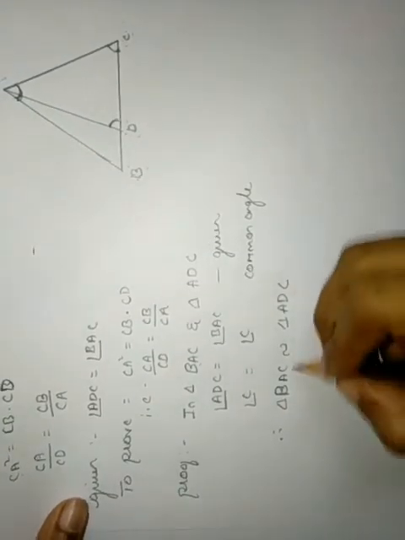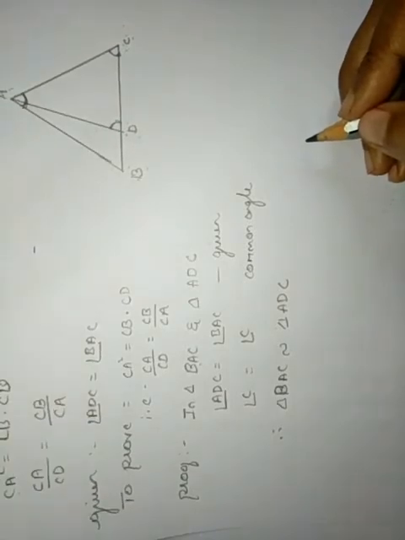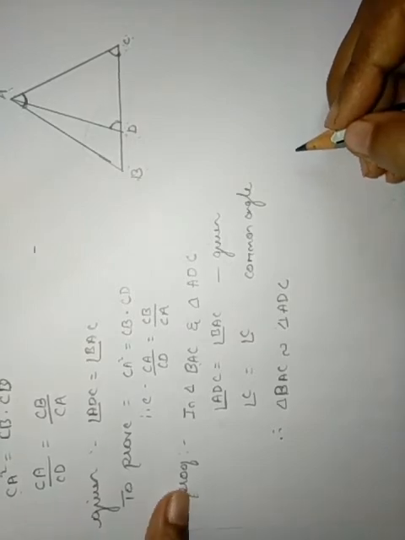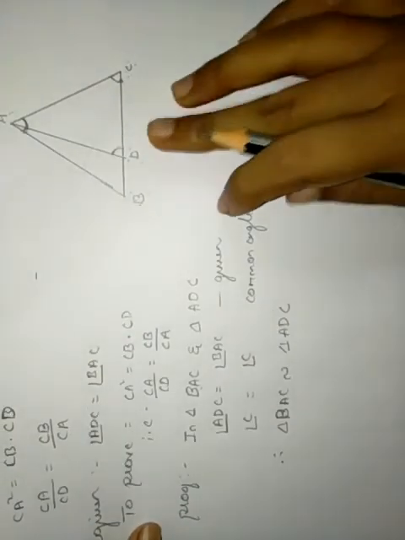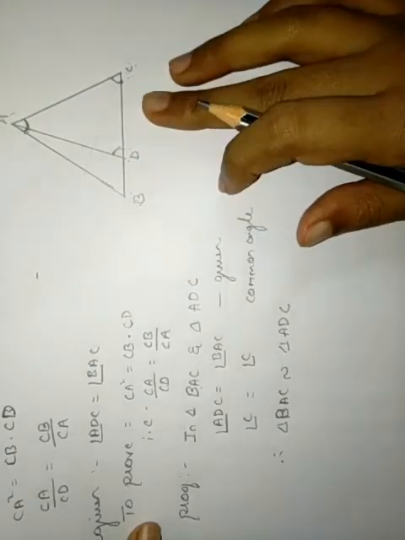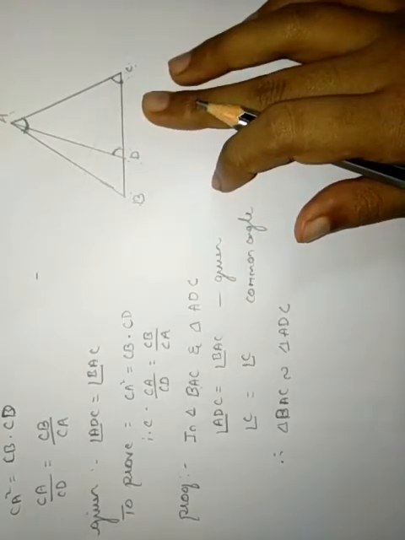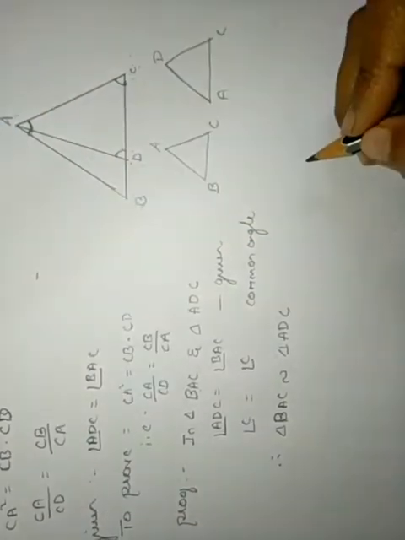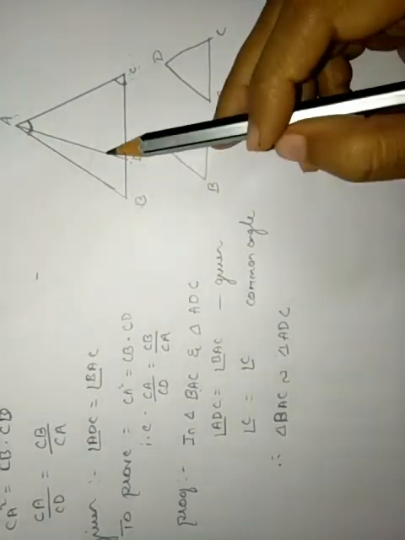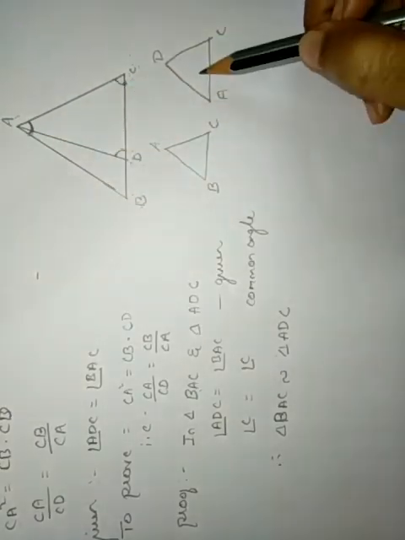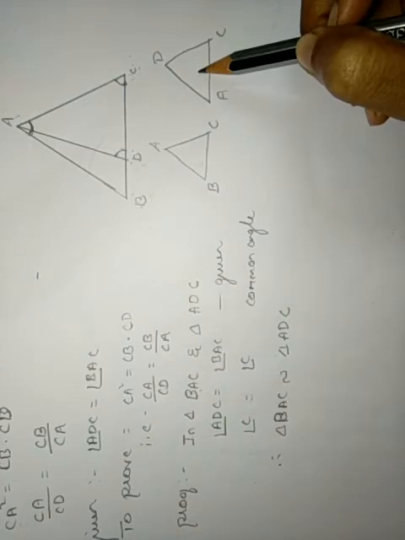Right? If these two triangles are similar, then their corresponding sides are in the same ratio. So we'll write, for that I will separate the two triangles and tilt them and write. You can observe them. I separated the big triangle and small triangle and represented them separately.